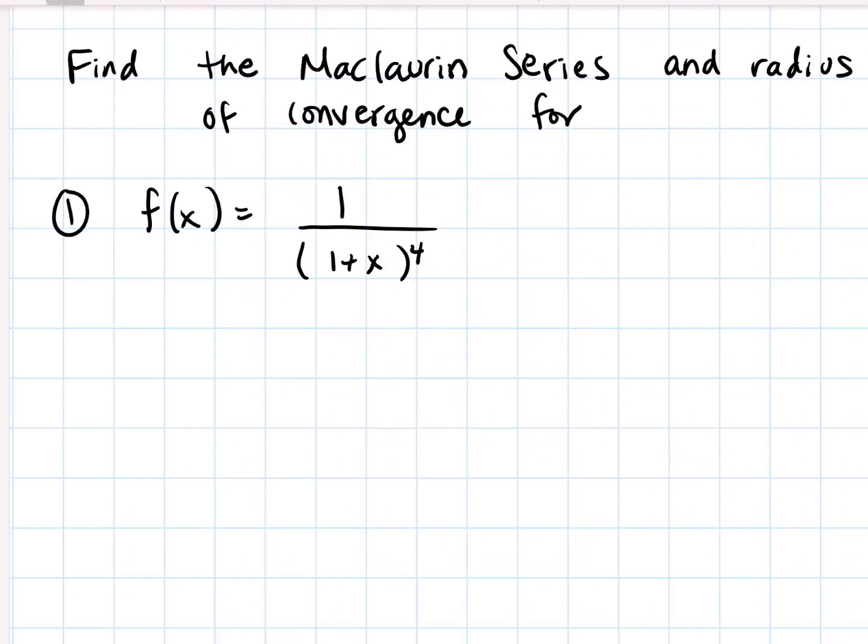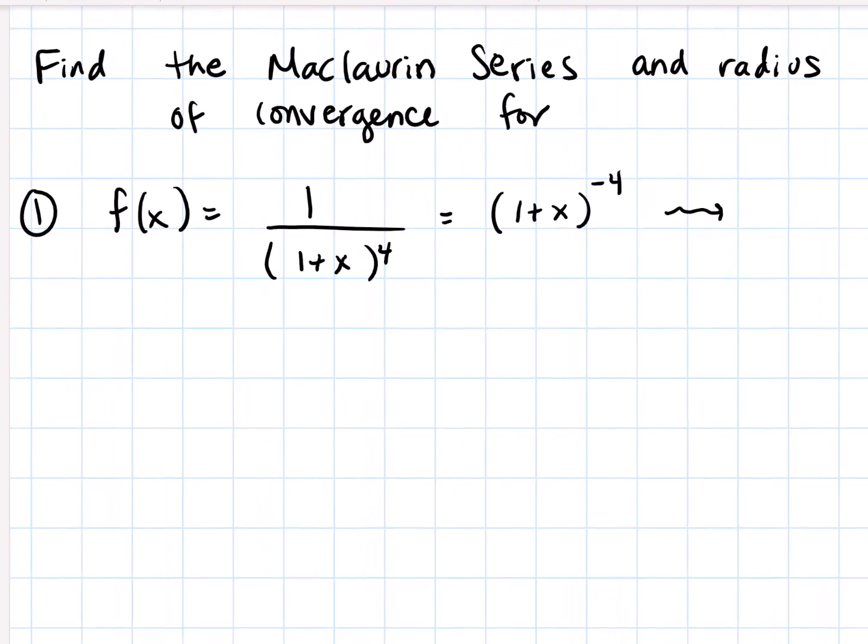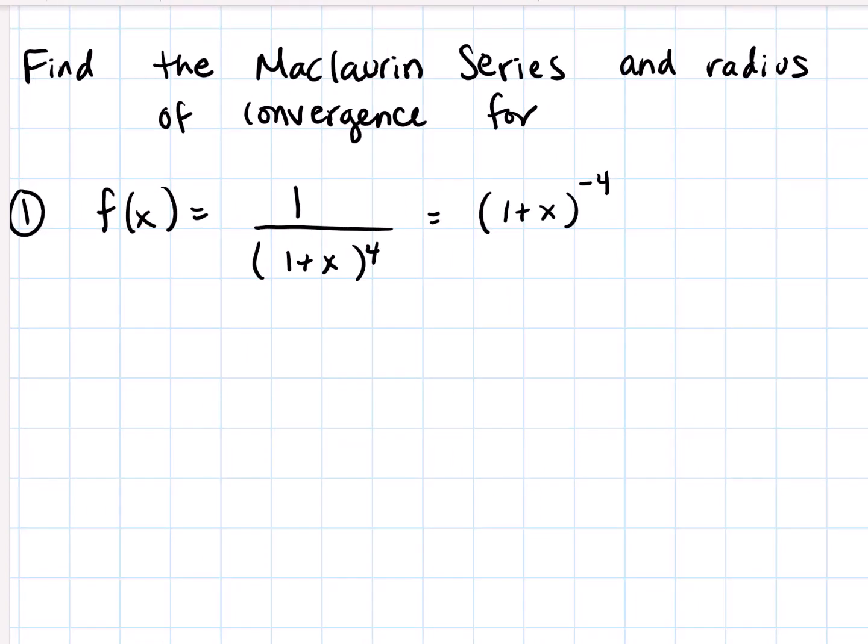So let's do this. Find the Maclaurin series and the radius of convergence for the function f of x equals 1 over 1 plus x to the 4th. So we can see right here that this could be written as 1 plus x to the negative 4th, and the thought here is let's use our binomial series. So we're going to use our binomial series that says 1 plus x to the k equals the sum of binomial k choose n times x to the n from n equals 0 to infinity.